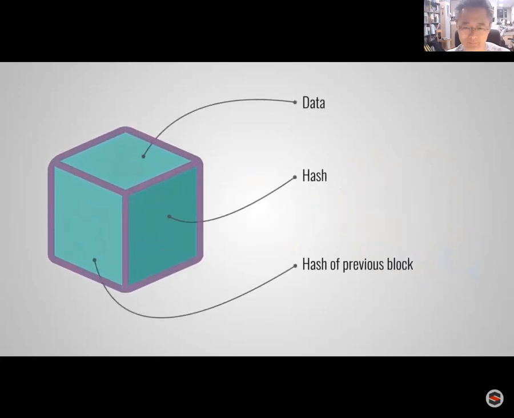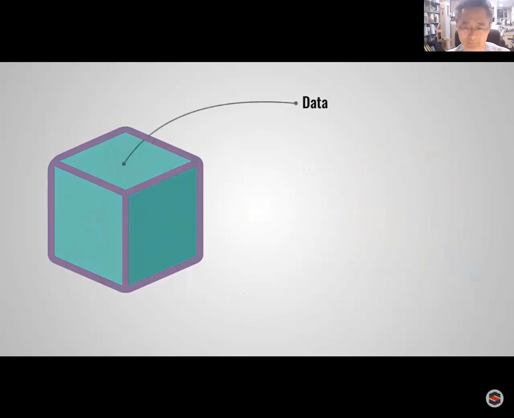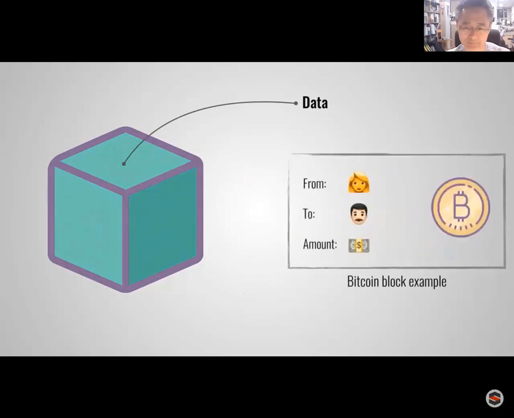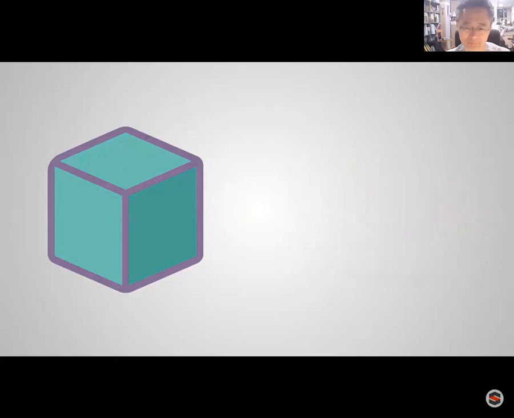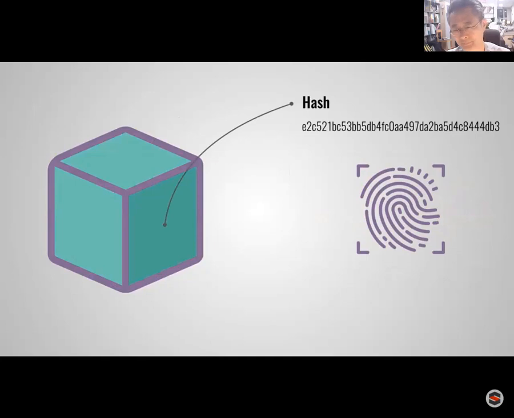Each block contains some data, the hash of the block, and the hash of the previous block. The data that is stored inside a block depends on the type of blockchain. The Bitcoin blockchain, for example, stores the details about a transaction in here, such as the sender, receiver, and the amount of coins. A block also has a hash. You can compare a hash to a fingerprint. It identifies a block and all of its contents, and it's always unique, just as a fingerprint.